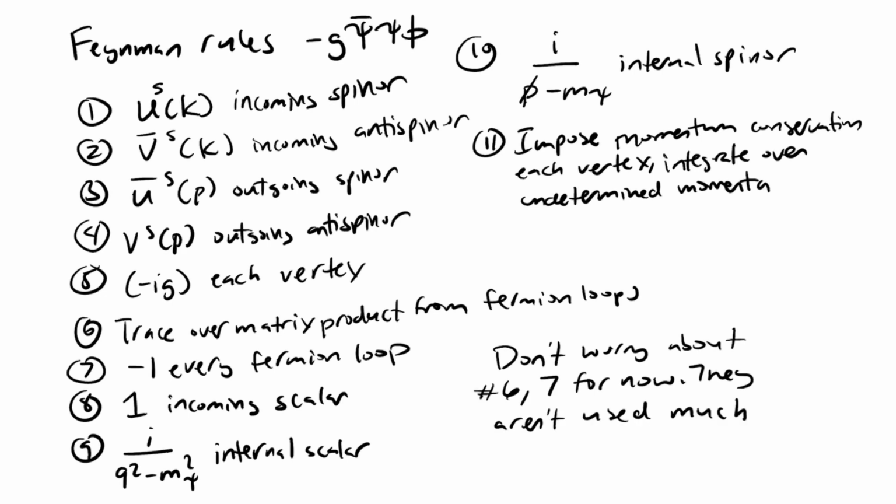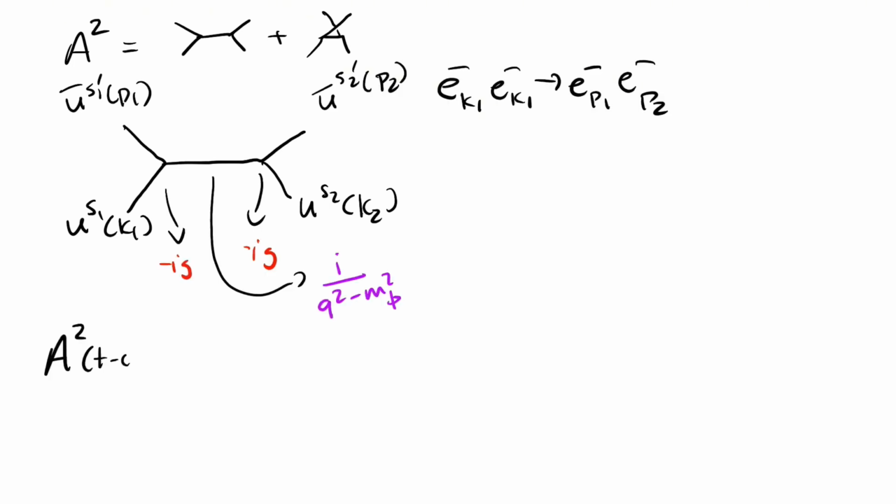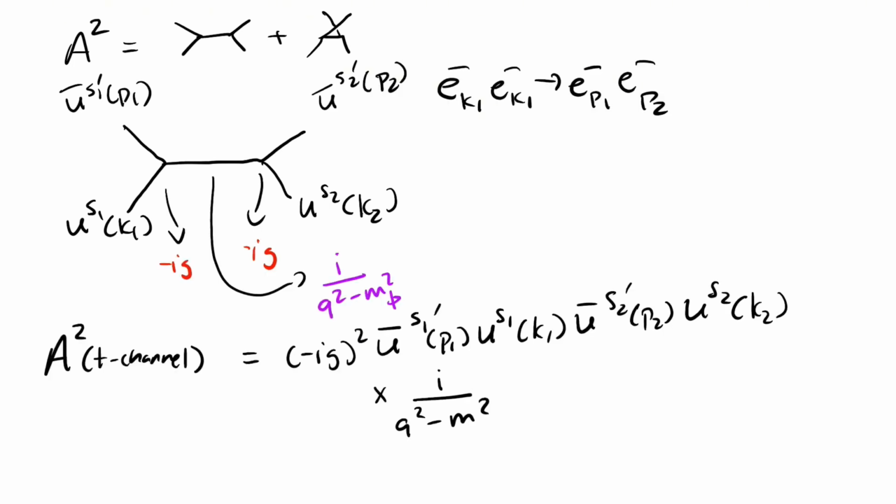With that, let's actually calculate one of these diagrams. Let's start with the T-channel. Using the Feynman rules, we get this expression. The values for the spins are handpicked by us, so let's make all electrons be spin up.